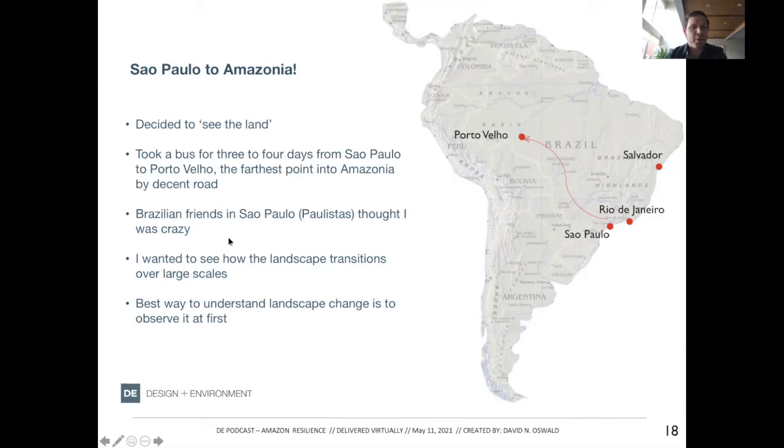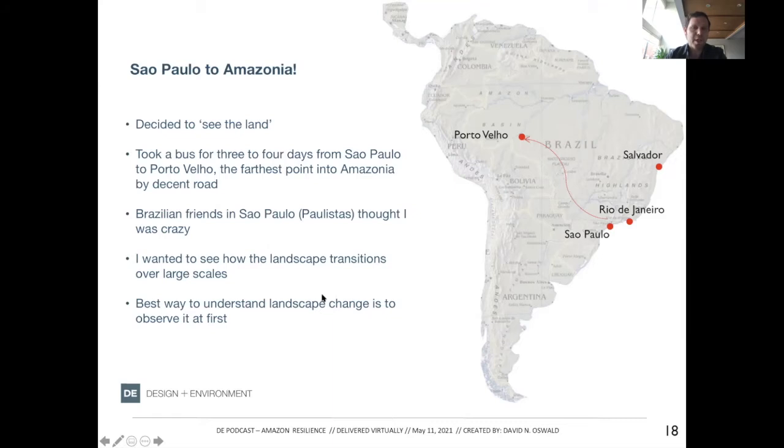The reason why I chose to do that was to see the landscape. I'm dealing with a large scale problem, so I wanted literally to see the land and the transitions. So I took a bus. It took about 3 to 4 days from Sao Paulo, nonstop, up along this, not directly along this line, but roughly up to a place called Porto Velho.